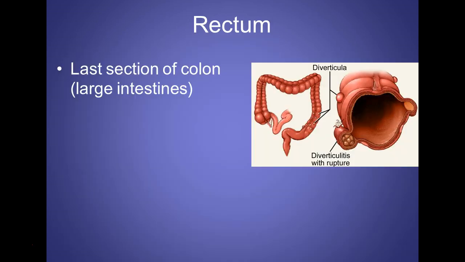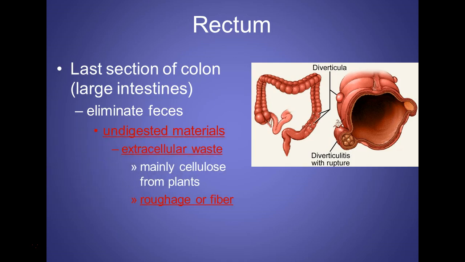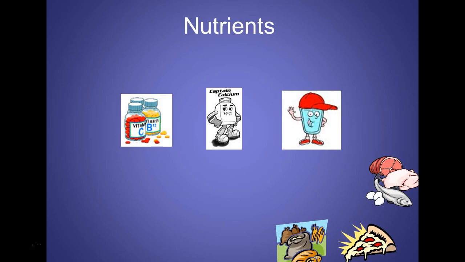Moving on. Okay, so we're looking at the rectum, the last section of the colon. This is what eliminates our feces and undigested materials, extracellular waste. There's a lot of cellulose from plants, roughage, or fiber. There's masses of bacteria in there.